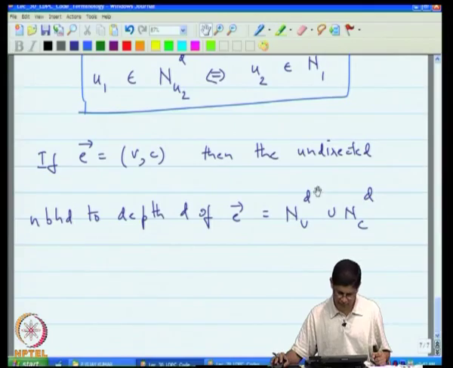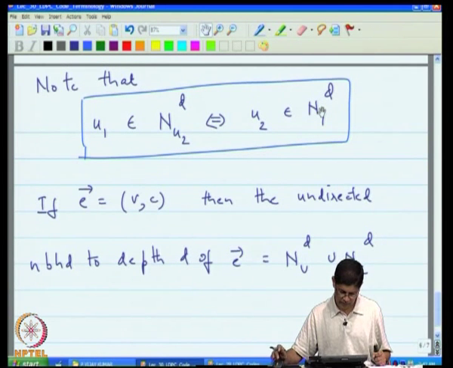There is also a notion of an undirected neighborhood of the directed neighborhood.